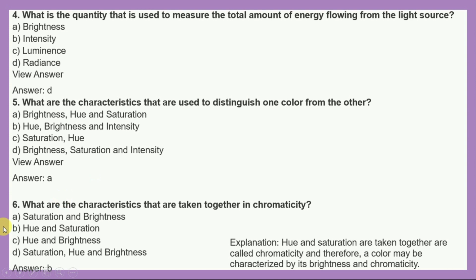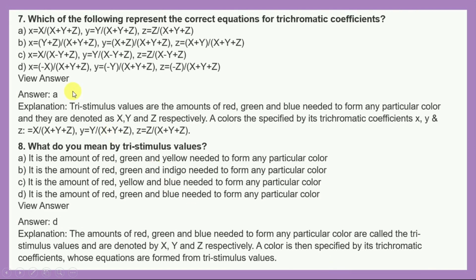Now question is, what are the characteristics that are taken together in chromaticity? Now the options are over here, and the right answer is hue and saturation, because hue and saturation taken together are called chromaticity, and therefore a color may be characterized by its brightness and chromaticity. Now which of the following represents the correct equation of dichromatic coefficient? So equations are over here, and the right equation is option A, that is x. We can see easily over the screen.